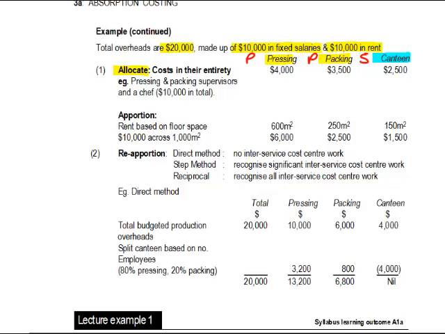However, the rent we can't actually deal with in that way. What we've got to do with the rent is apportion it. Now, we've got to apportion it based on some kind of fair way, and the best way to do it is based on floor area. So we've shared out our $10,000 in rent based on a total of 1,000 metre squares of floor space. So if we take the pressing department, what we would have done here is say we've got 600 out of 1,000 multiplied by $10,000 cost, and that gives us $6,000. And we've done exactly the same for the other two. Now at this stage, we've actually also apportioned it to the canteen. So regardless of whether we've got production or service cost centres, we're going to apportion cost to all of them.